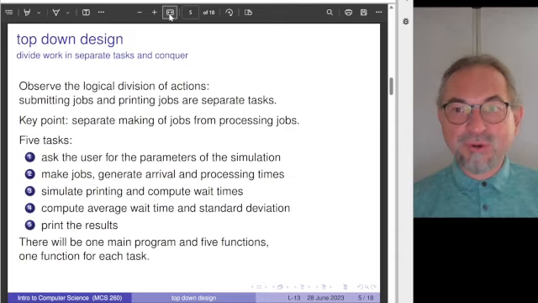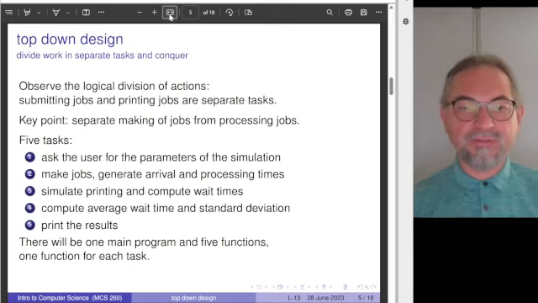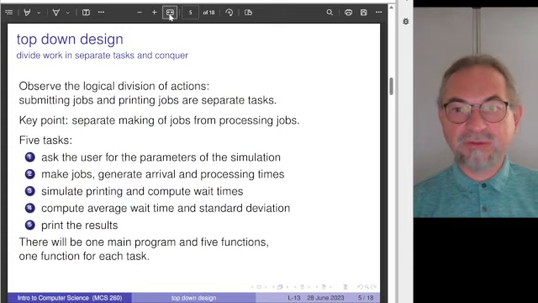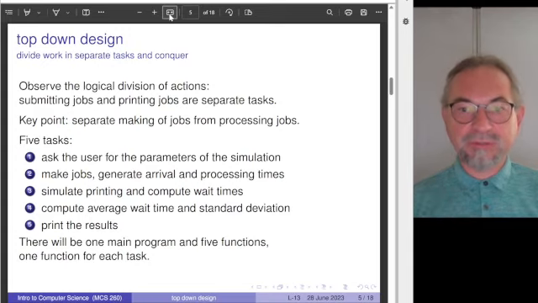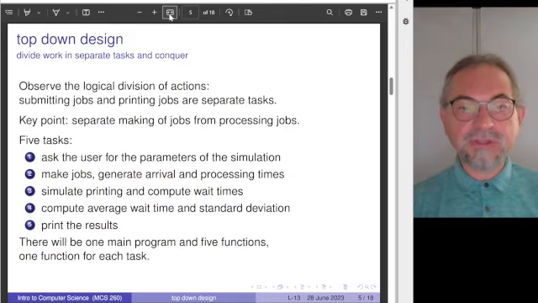Every program has an input and an output. So we have the prompting as the first task. We ask the user for the number of jobs, the length of the time interval, and the distribution, the mean of every job, and the standard deviation. At the very end, we print all the results.